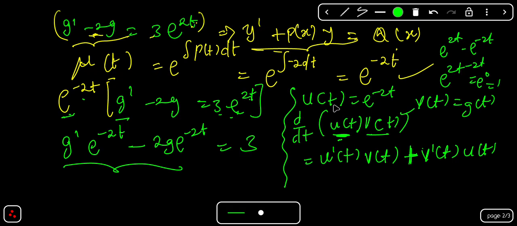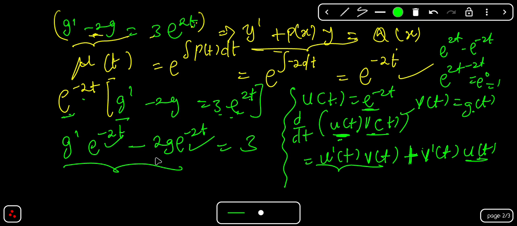Now, if you find u prime of t, you are going to get negative 2 e raised to the power of negative 2t. Then if you multiply by v of t, you are going to have this. Then v prime of t, if you differentiate g of t, you are going to have g prime. Then multiply by u of t, which is e raised to the power of negative 2t, you are going to have this.